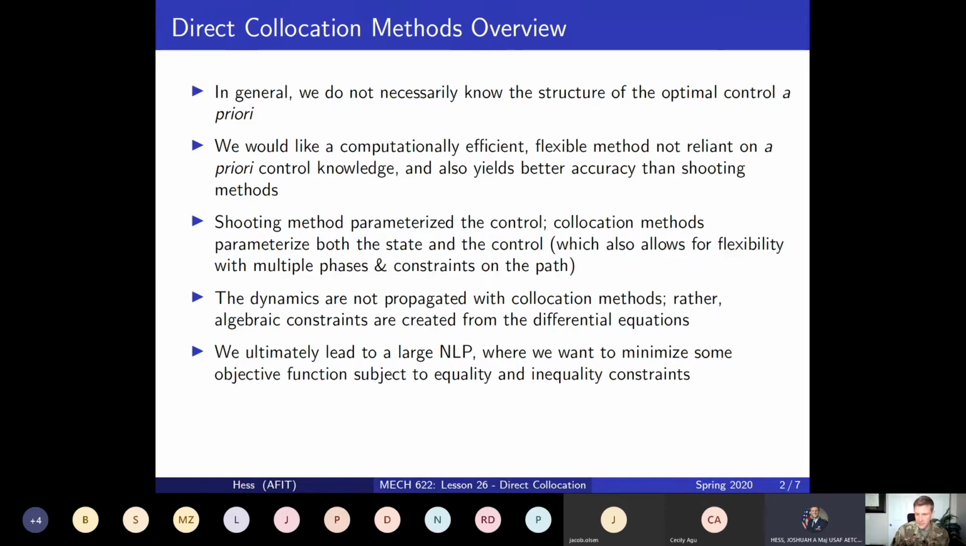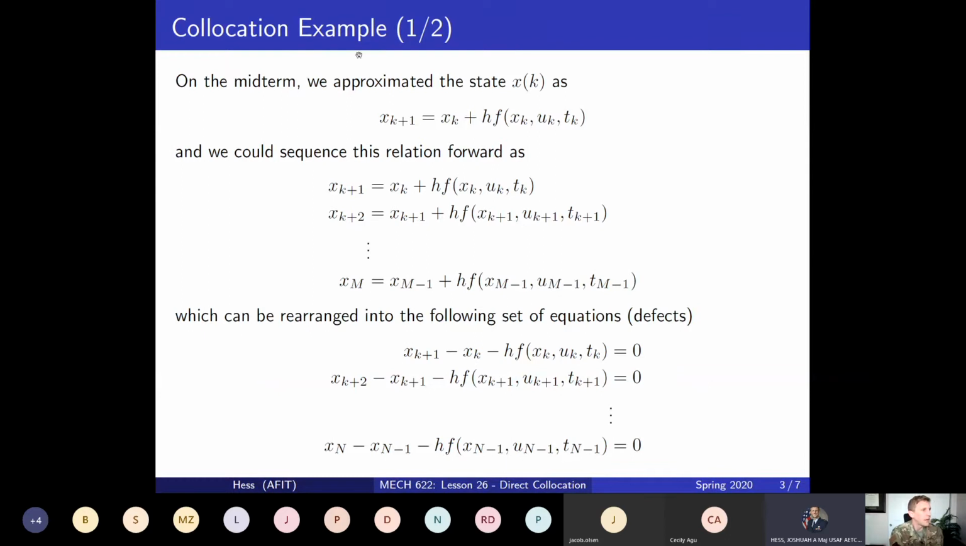Where we want to minimize an objective function subject to equality and inequality constraints, which, if we circle back to the very beginning of the quarter, is exactly what we were doing. Okay, except maybe they weren't as large of NLPs. And so here's an example.